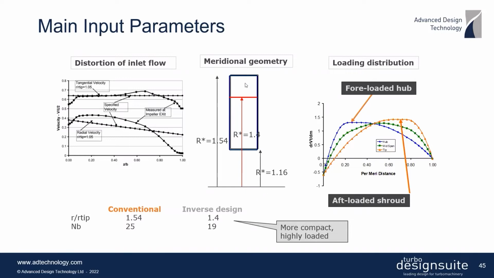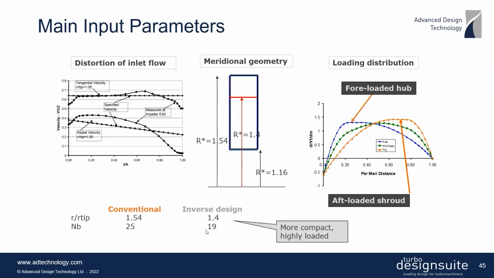For the redesign, first of all, the meridional geometry: you can see they reduced the radial extent of the diffuser by almost 1/3. In fact, they went from a radius ratio of 1.54 to 1.4. So they are making the diffuser much more compact. They are also lowering the solidity of the diffuser, going from 25 blades to 19 blades.